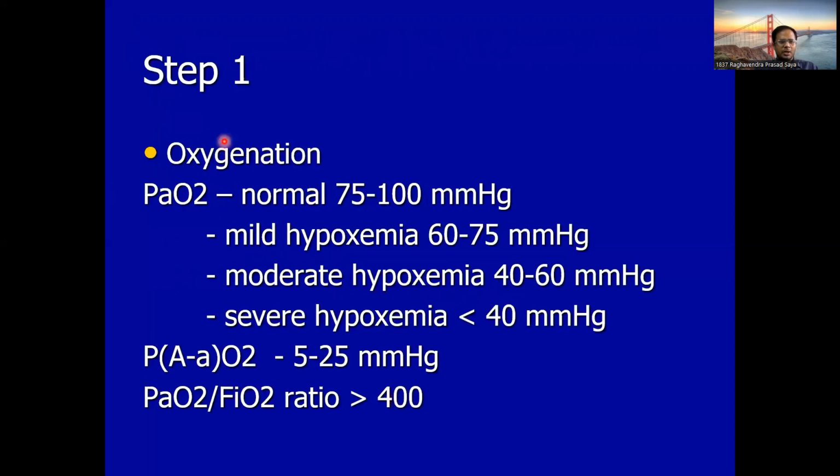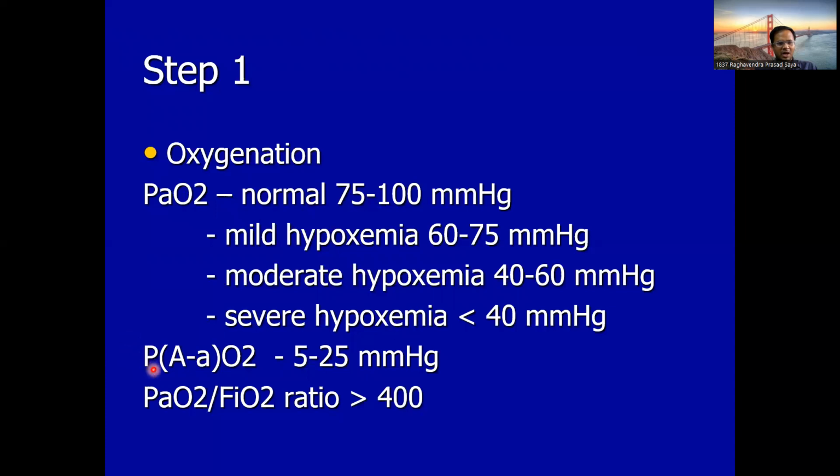So step 1. You should know what is the normal PaO2. Normal PaO2 is around 75 to 100 millimeter of mercury. When it is less than 75, that is 60 to 75, you call it mild hypoxemia, 40 to 60 as moderate hypoxemia, and less than 40 millimeter of mercury as severe hypoxemia. All these values are when the patient is breathing room air.